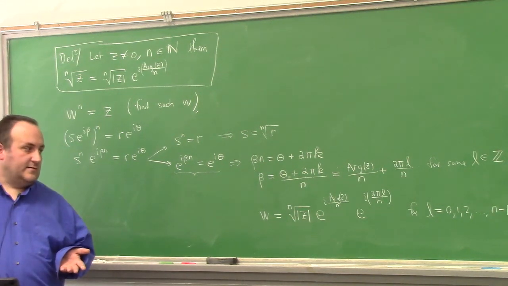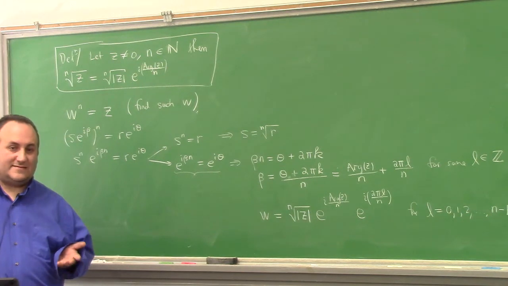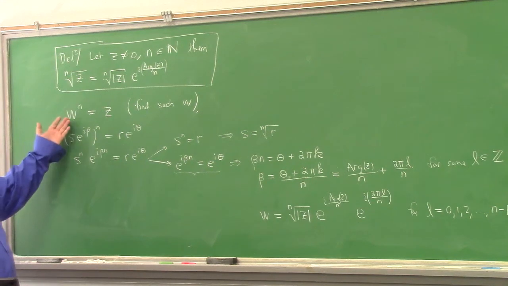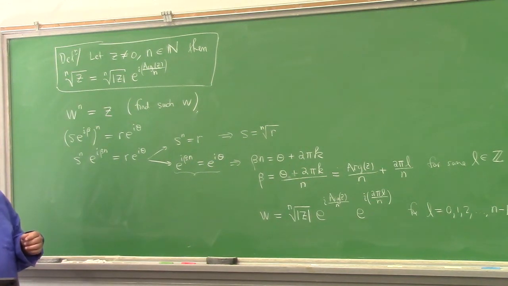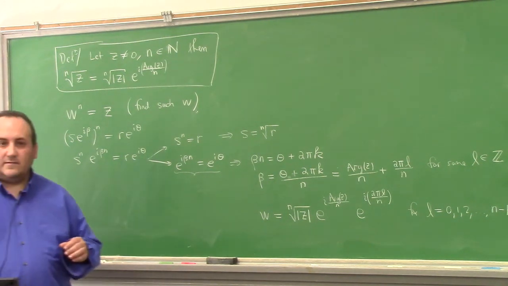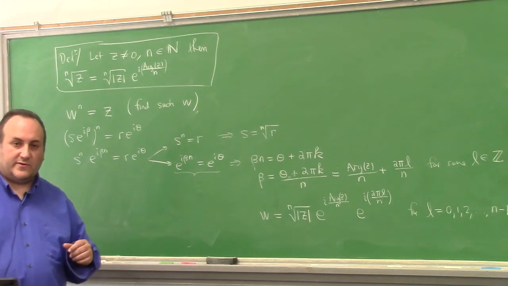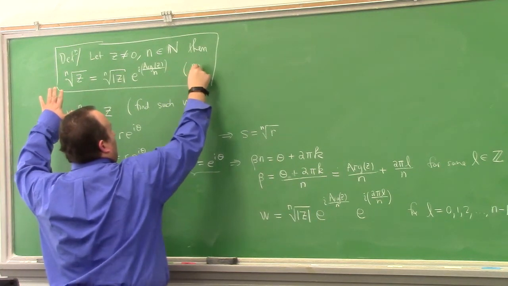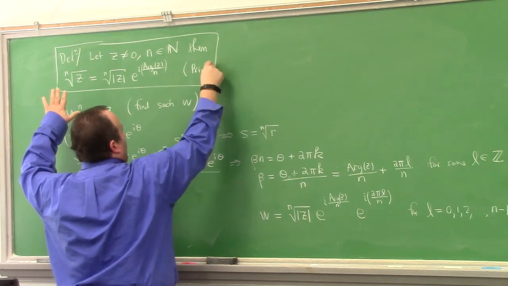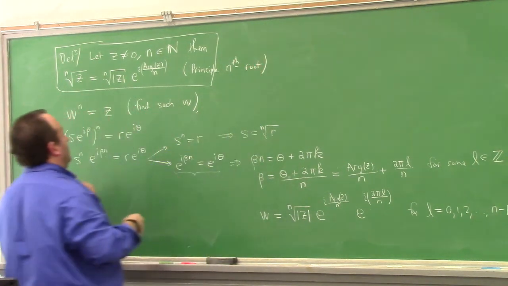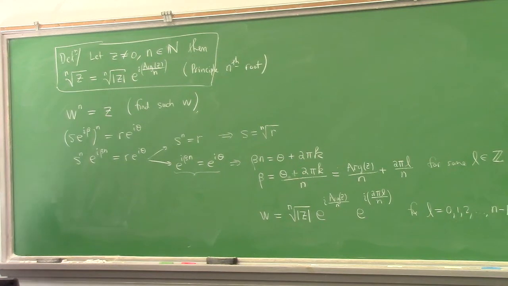So what you're looking at is a list of the solutions to the complex equation w to the n equals z, all right? And so our convention is to call the 0th one of these solutions the principal root. This is called the principal nth root.